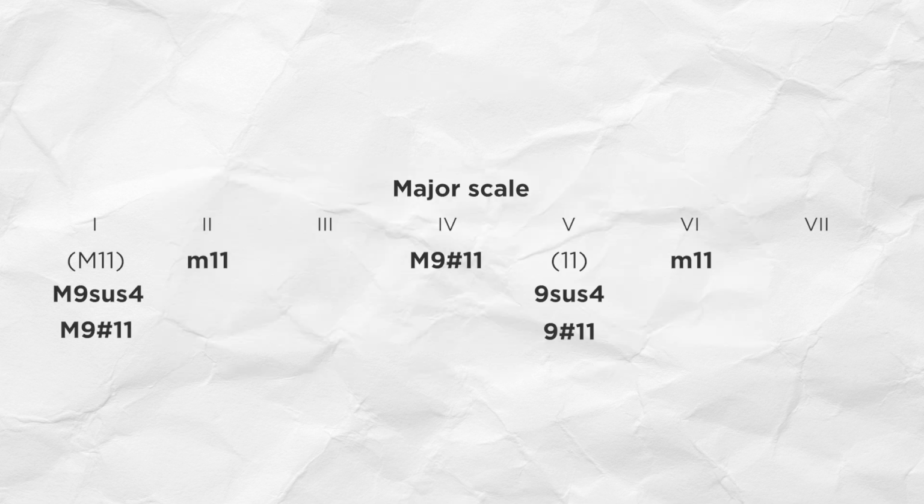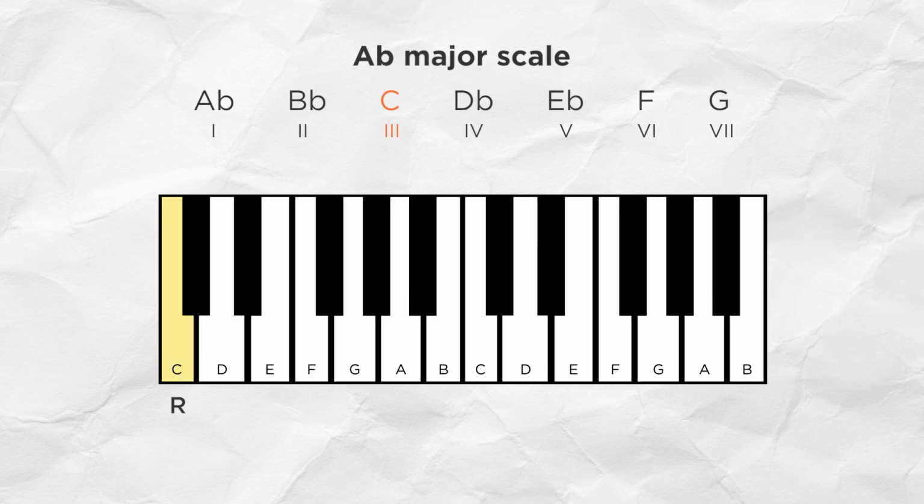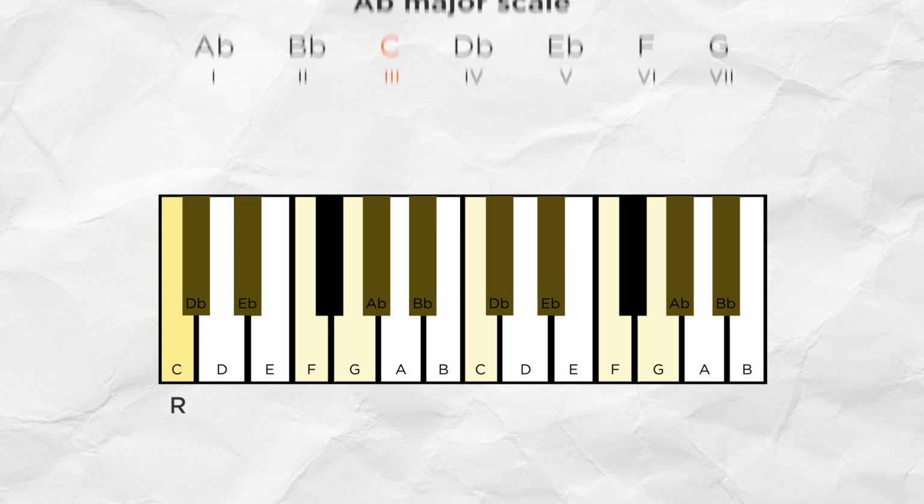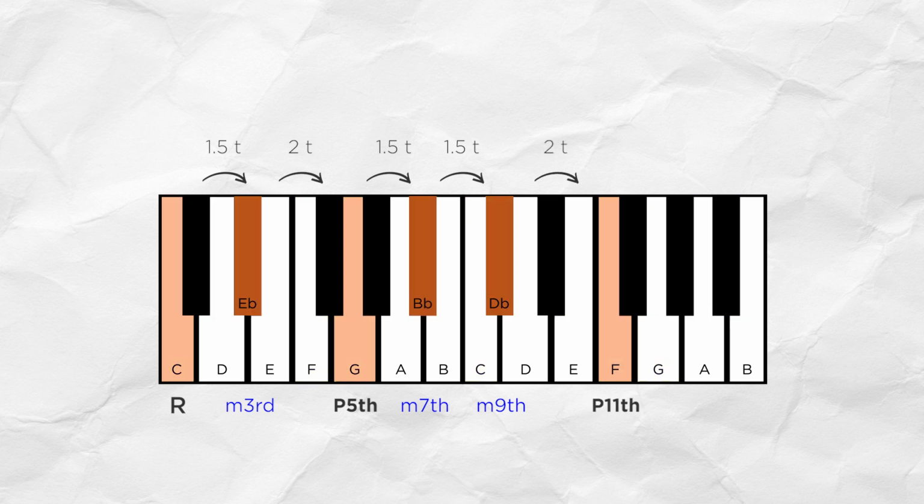Now, armed with this knowledge, we can go ahead and note the rest of the 11th chords we can find in a major scale. So what chord should we have on the 3rd degree here? I want to start the chord from C, and C is the 3rd degree of the A flat major scale, so let's follow the notes of the A flat major scale. So the 3rd would be minor, with a perfect 5th, a minor 7th, a minor 9th, and a perfect 11th.